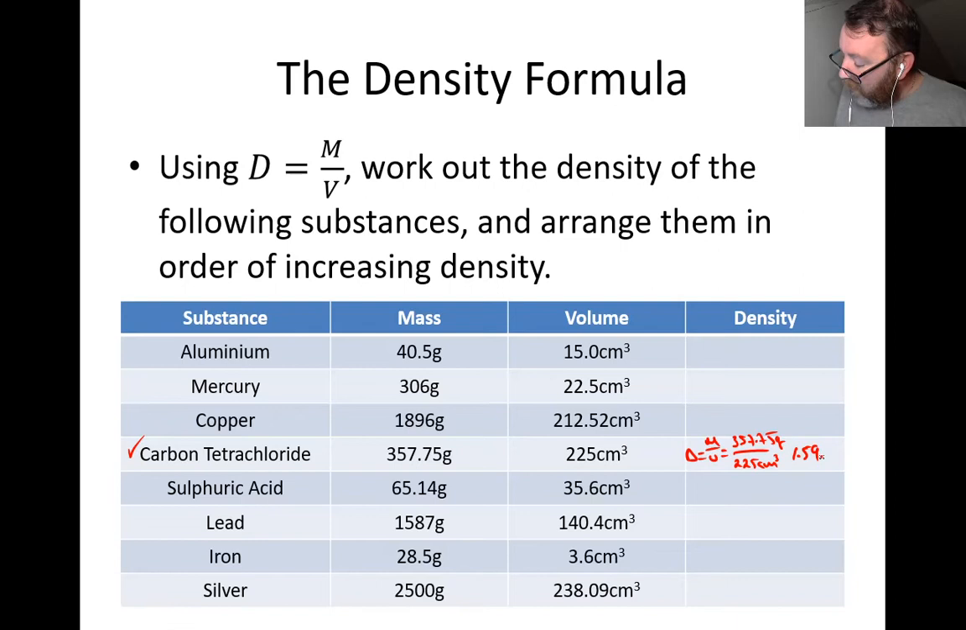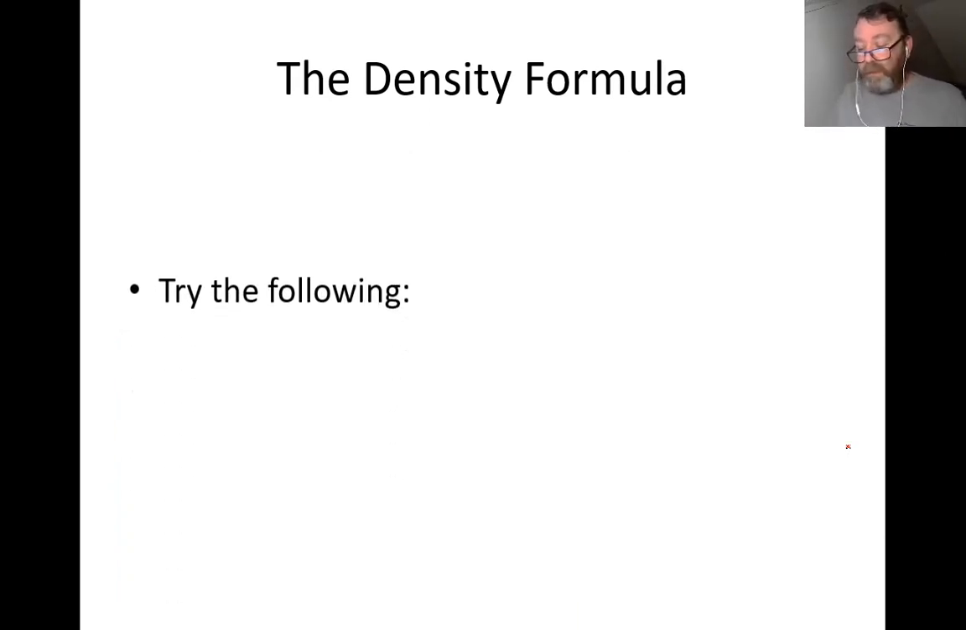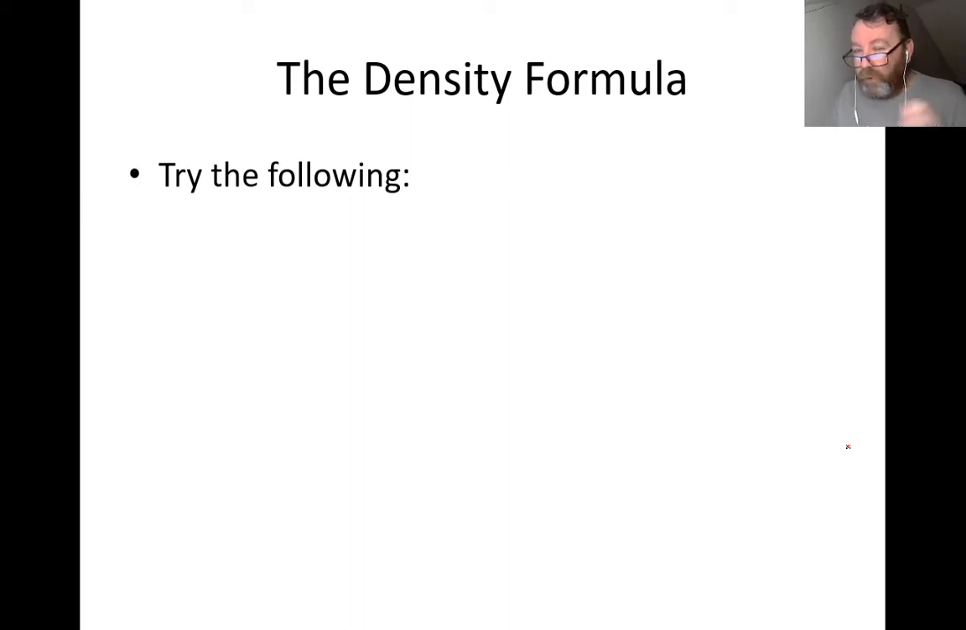1.59 what? Grams per centimeter cubed. Okay, so I'm going to let you do the rest of those. Let's move on. Now, once we're happy with the density formula, we can do the following. Push it a little bit.